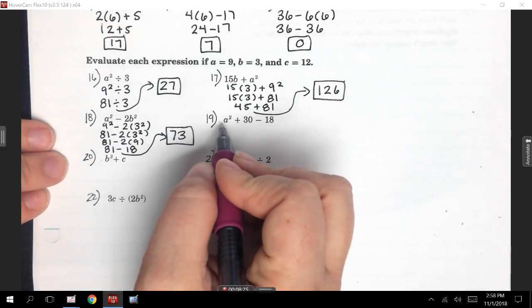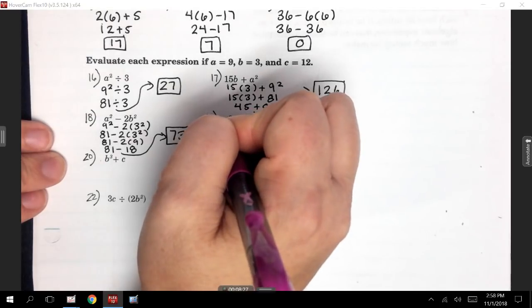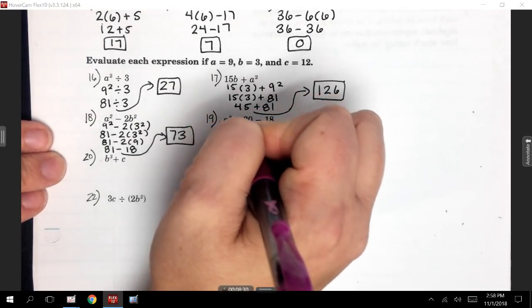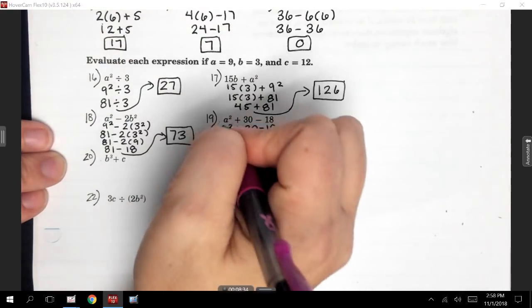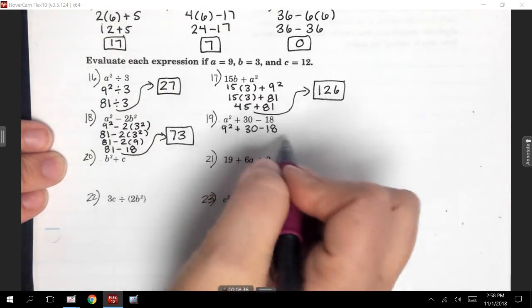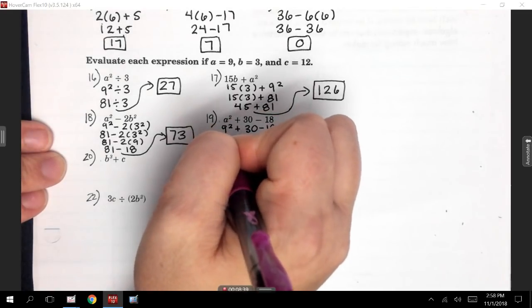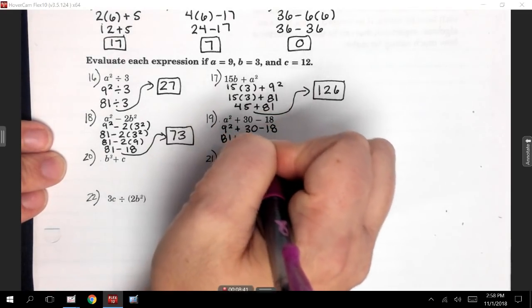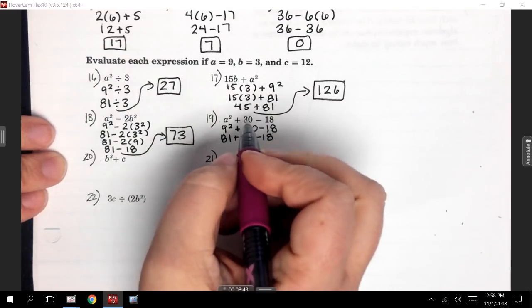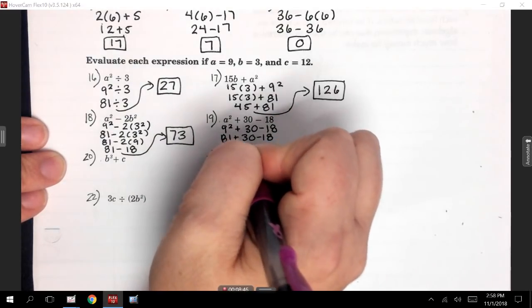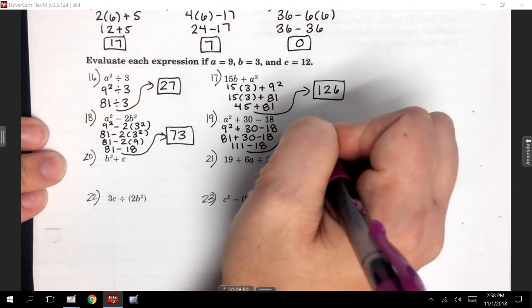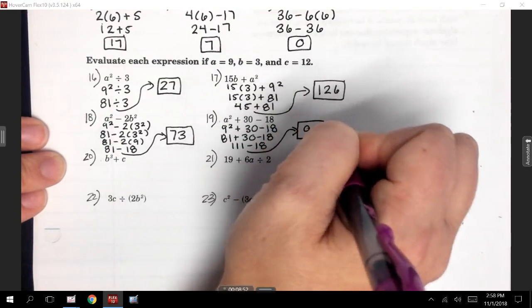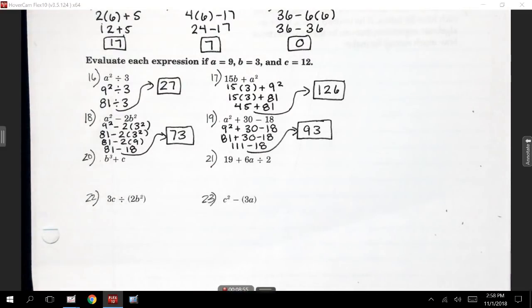All right. So the next one, a to the second power. So we have 9 to the second power plus 30 minus 18. All right, starting with my exponent, that gives me 81 plus 30 minus 18. 81 plus 30 gives me 111 minus 18. And 111 minus 18 is 93. Guys, feel free to check my arithmetic on here. If we're getting something different, please let me know.